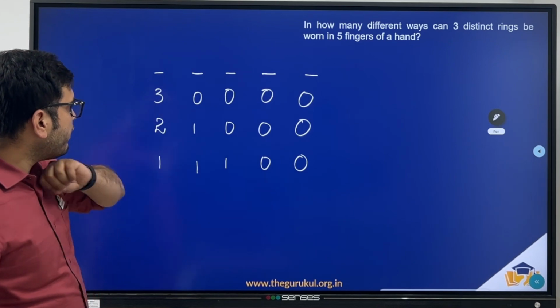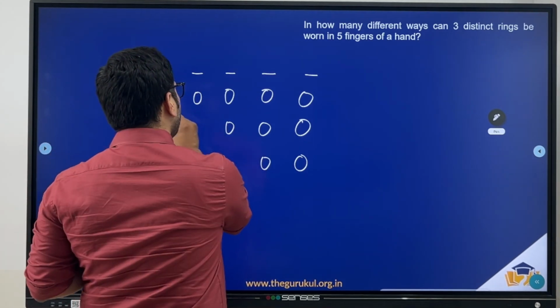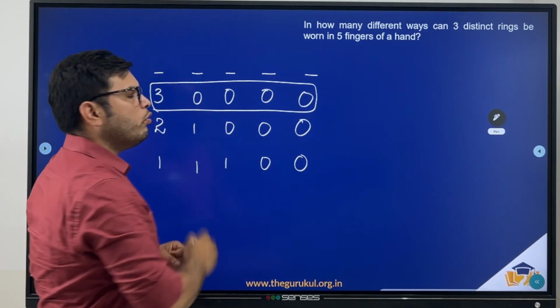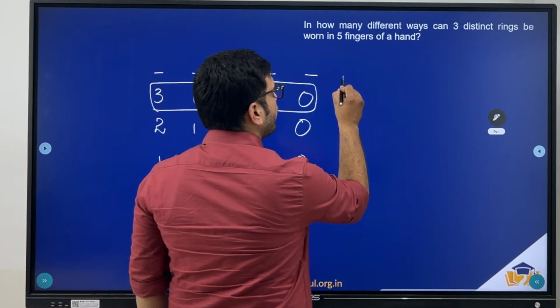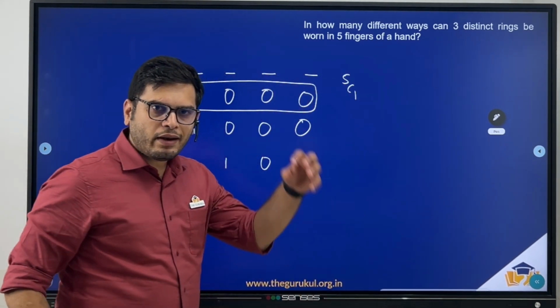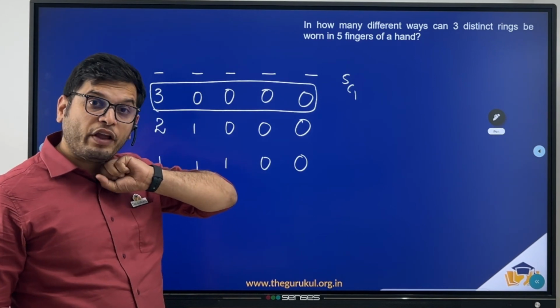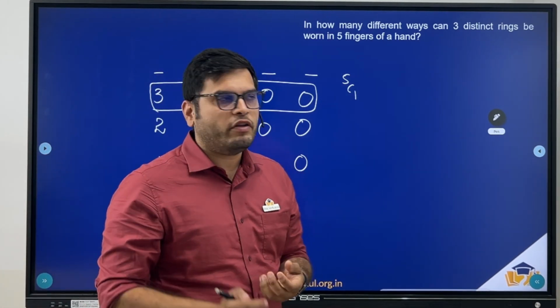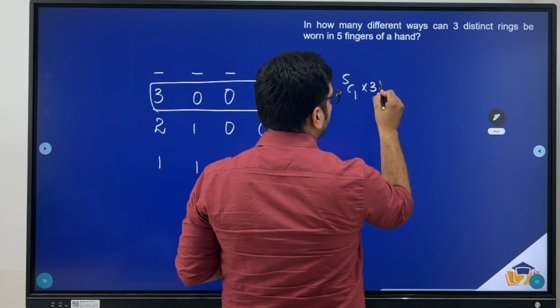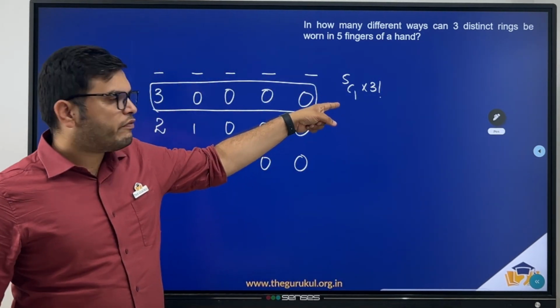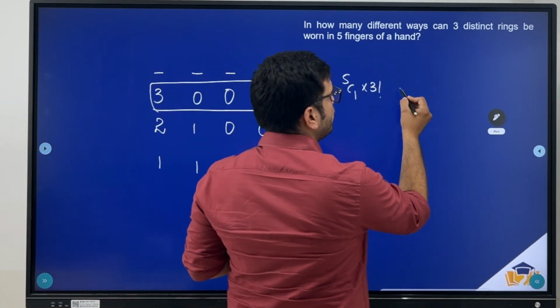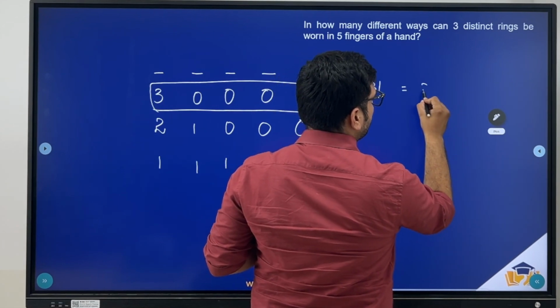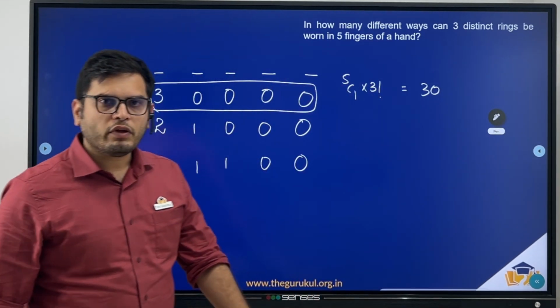Now considering the first case, we need to select one finger out of 5. That can be done in 5C1 ways. Then you put all the 3 rings, and you can arrange those 3 rings in 3 factorial ways. So 5C1 is 5, into 3 factorial, 6. 5 into 6, 30. So you have 30 ways.